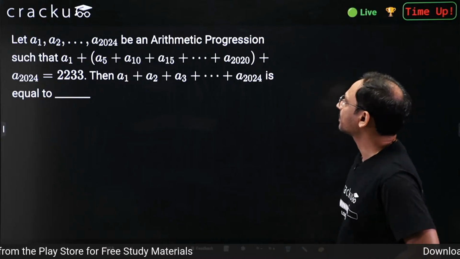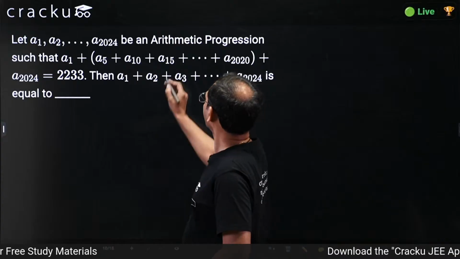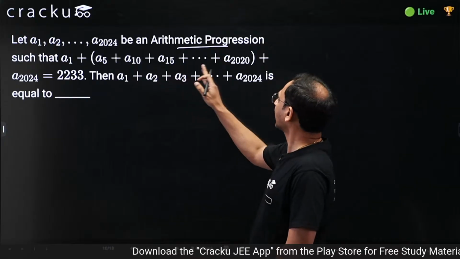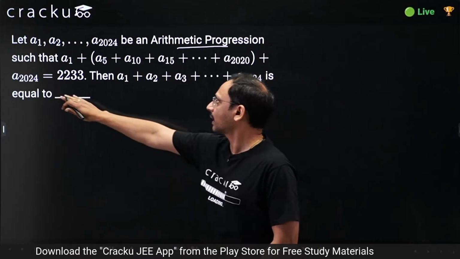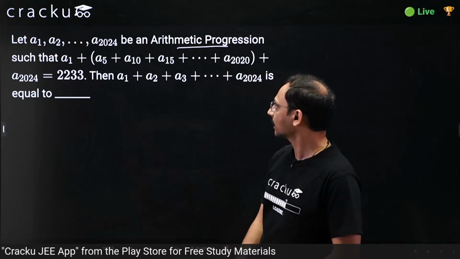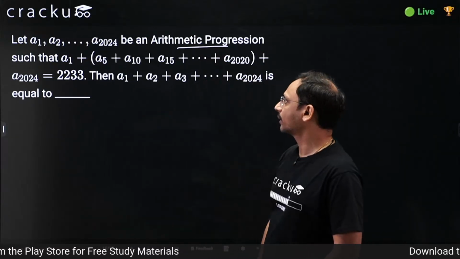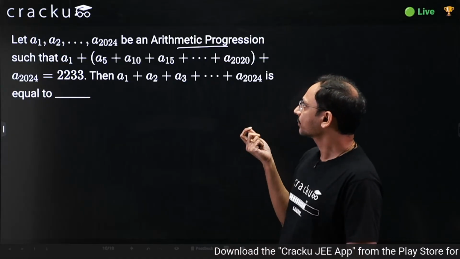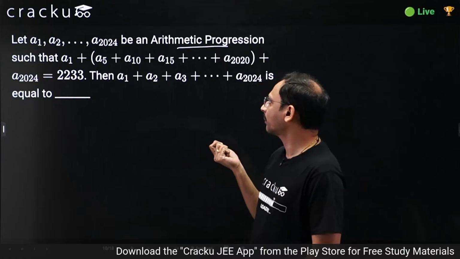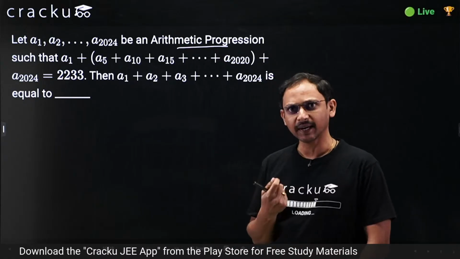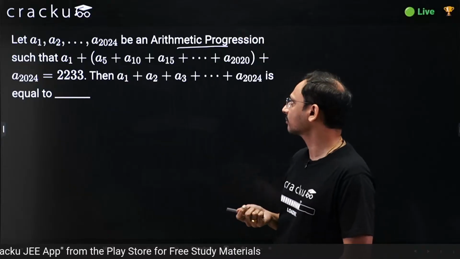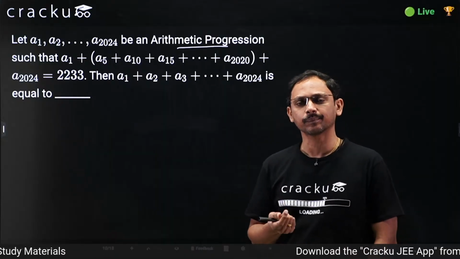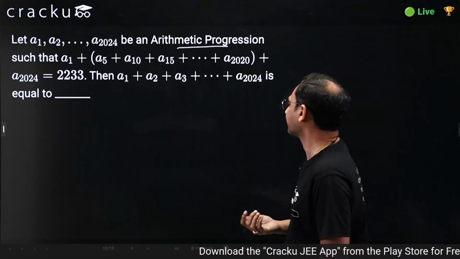Okay, guys, let's look at it. A1 to A2024 is an arithmetic progression such that A1 plus A5 plus A10 plus A15 and so on till A2020 plus A2024 is 2233. Then what is the sum of the first 2024 terms in this particular sequence? On first look, it is looking like a problem based on the sum of n terms formula. Actually, it is. You can use the Sn formula to do this problem, but we'll slightly change the method of approach and we'll try to use the symmetric property of the arithmetic progression.